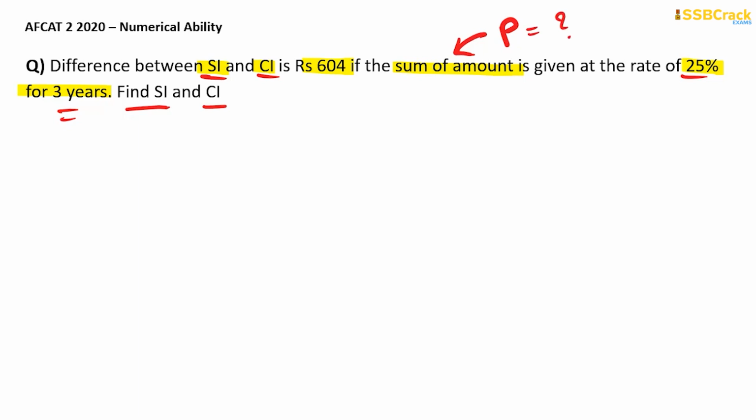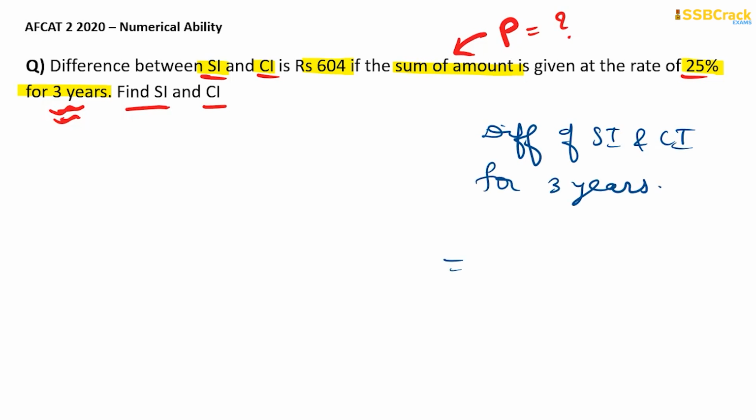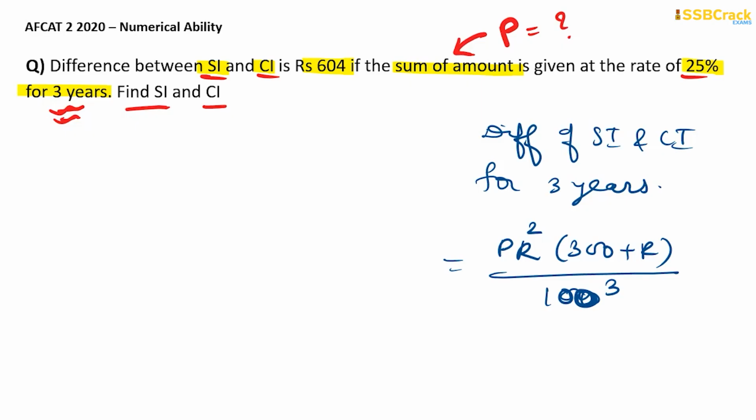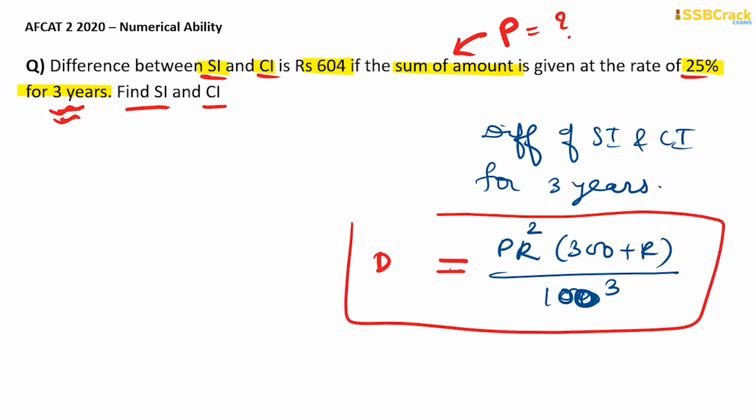So let me recall the important formula that I had discussed in my most important formula based lecture series, that when the difference of SI and CI is given for 3 years, then we had a formula. Formula was P R square into (300 plus R) divided by 100 cube. So this was the formula when there is a time period of 3 years mentioned. Alright, so this we had discussed. So we're going to use this formula to calculate the unknown in this particular question, because this is a formula of difference, wherein we already know the difference amount.